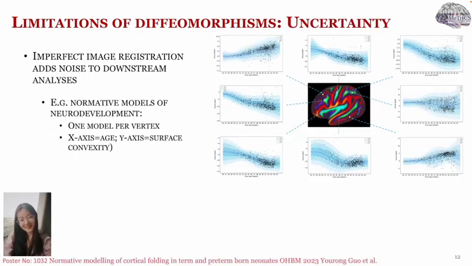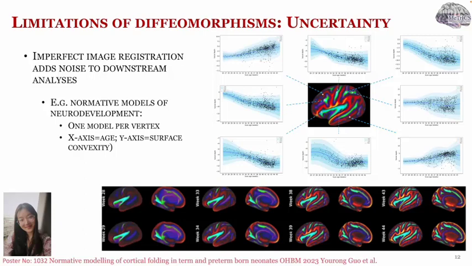So what are the downstream consequences of ignoring these problems? Well, residual errors in alignment are going to add considerable noise and uncertainty to downstream analysis, muddying interpretation and obscuring subtle signs of disease. Evidence of this can be seen by looking at this example of a normative model of cortical folding development presented by my PhD student Yuran Guo at OHBM this year, where in this instance, cortical folding maps from all individuals from the Developing Human Connectome project were first mapped to a population average reference space, and then a separate Gaussian process regression model was fit at each vertex, thereby summarizing cross-sectional changes in cortical folding across gestation at that location.